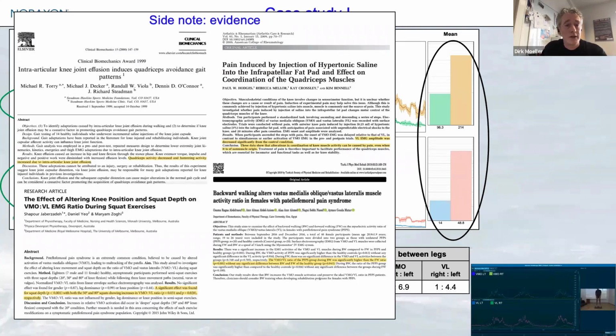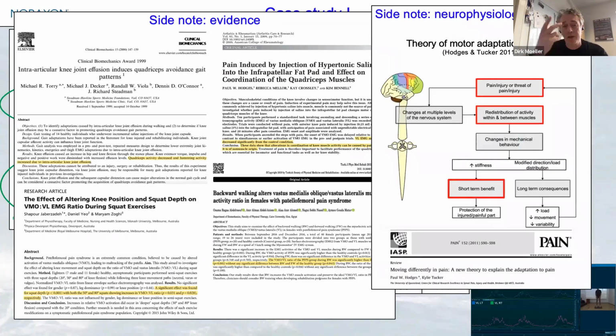Okay, another piece of evidence, or another idea, just to bring in the neurophysiological and neuroplasticity aspect. This is a very nice model by Hodges and Tucker. They published it in 2011. It's based on a theory of Lund in the 90s. It's a theory of motor adaptation to pain. It's very interesting, and I like to use it to explain this to my colleagues and also to patients.